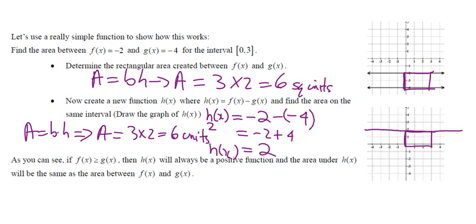So as you can see, if f of x is greater than or equal to g of x, then h of x will always be a positive function, and the area under h of x will be the same as the area between f of x and g of x, right? Okay, that works. So now let's apply that.